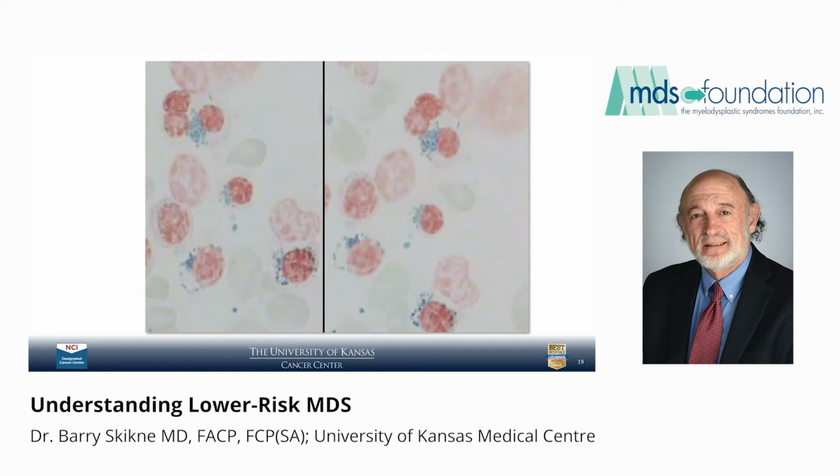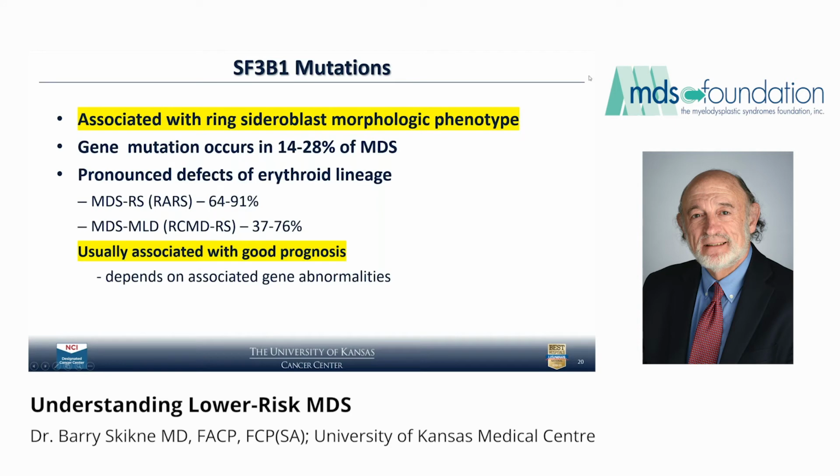The pathologist counts how many of the red cell precursors have these ring sideroblasts, and they should be more than 15% to call it refractory anemia with ring sideroblasts. But remember, I mentioned earlier, if there's only 5 to 15% ring sideroblasts, and a patient has this mutation, SF3B1 mutation, then you can also fit it into this classification.